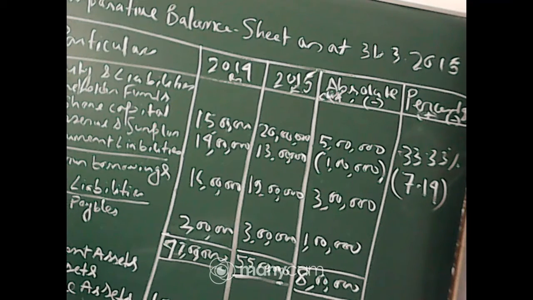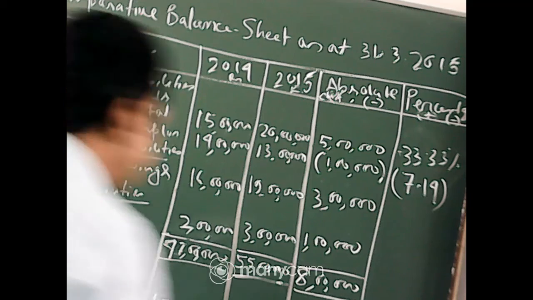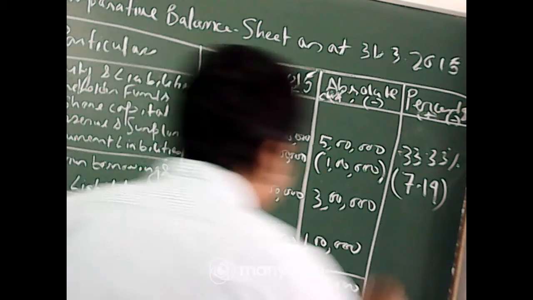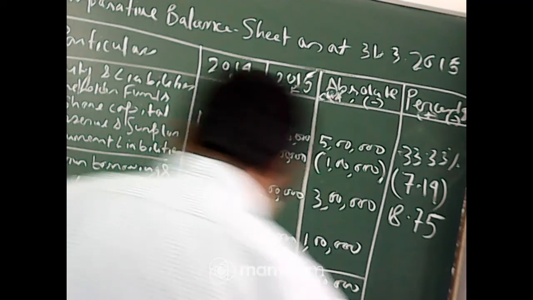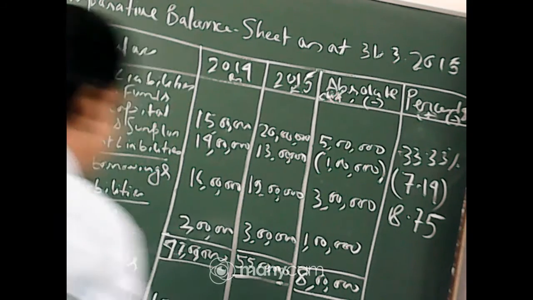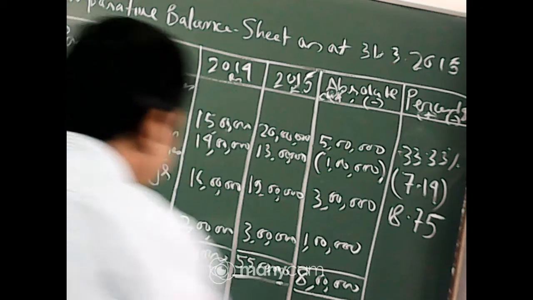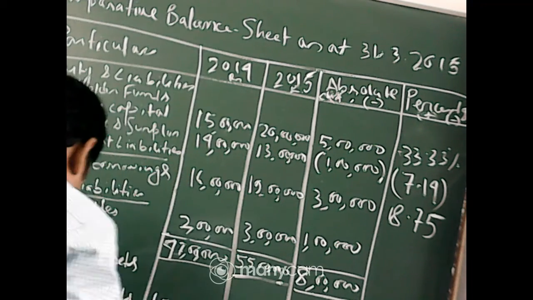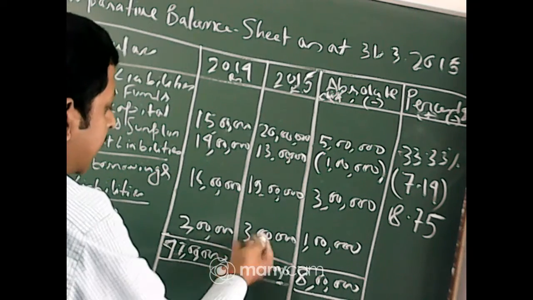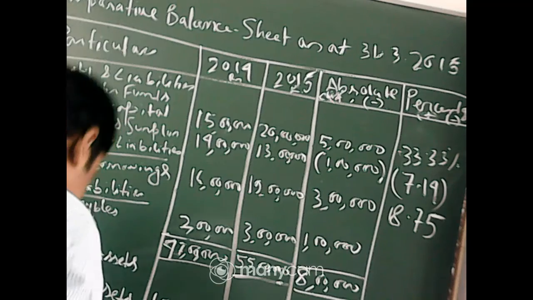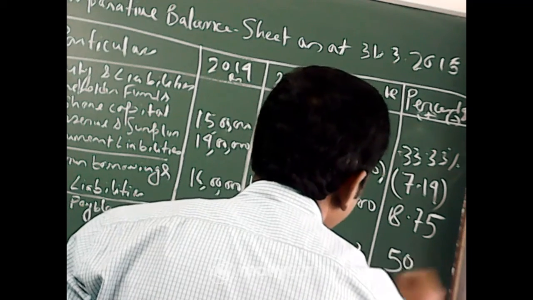From there we can easily say long term borrowings. Same thing will happen, 3 lakh divided by 16 lakh, and it will come 18.75 increasing. Now trade payables you can easily find. There is 2 lakh, 3 lakh, 1 lakh is increasing. So what is the change? 1 lakh increase. There is 2 lakh last year, this year 3 lakh, means 50% increase. Okay, so you can easily write 50%.